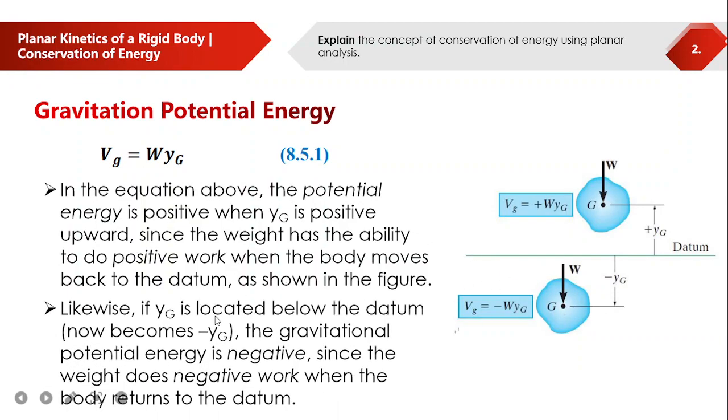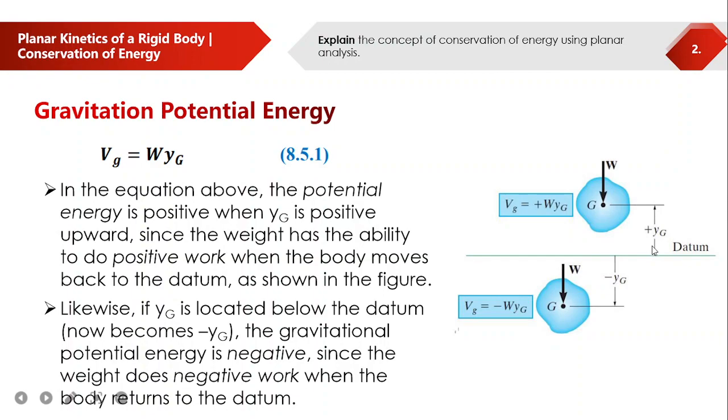Unlike sa ibaba, y sub g is located below the datum, now becomes negative y sub g. The gravitational potential energy is negative since the weight does negative work when the body returns to the datum. Okay. Meron tayong dalawang aspect pa dito to see how the negative or the sign works.